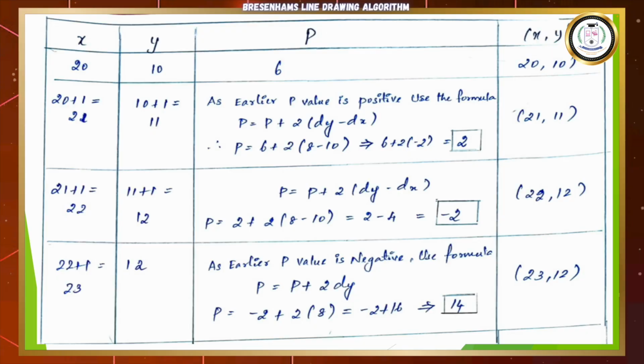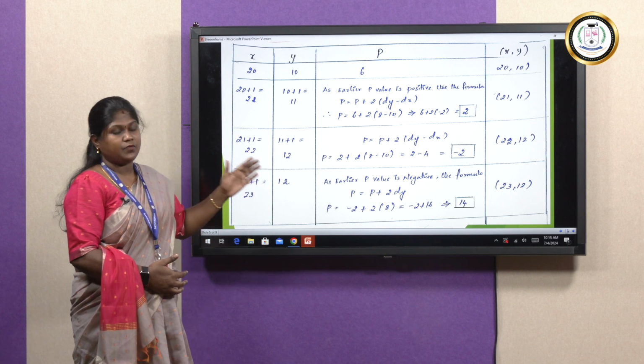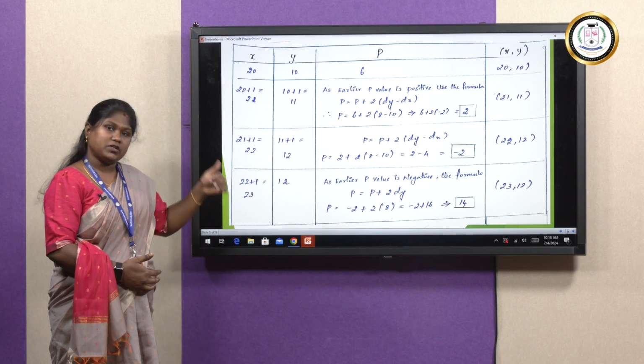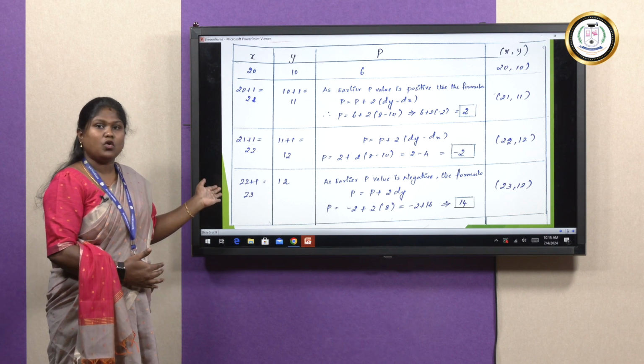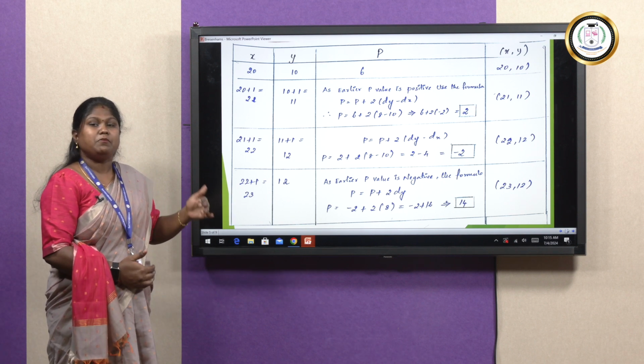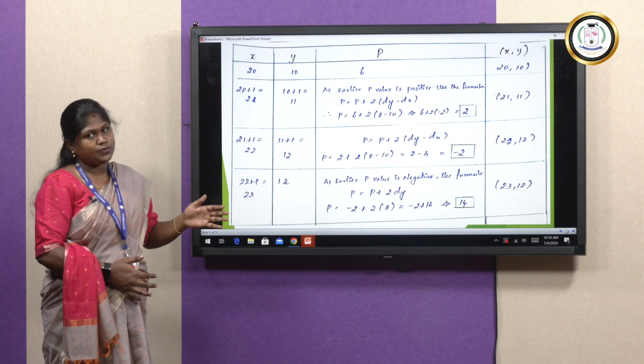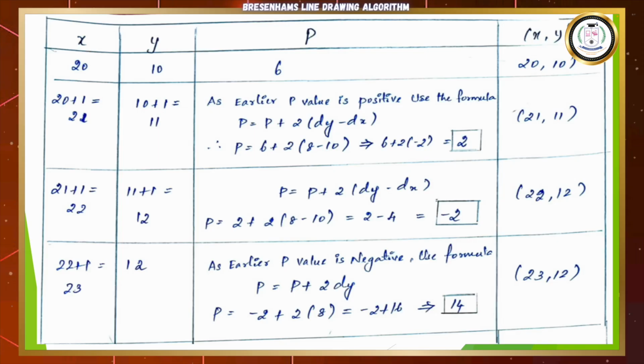Now we will compute the tabular column. We have the x and y values, the very first being 20 and 10, and the p-value is 6, which we computed earlier. So 20, 10 is the first endpoint. Since the p-value is positive, as per our algorithm, we add 1 to y, and we always add 1 to the x value to get the next x value. So 20 plus 1 is equal to 21, and 10 plus 1 is 11.